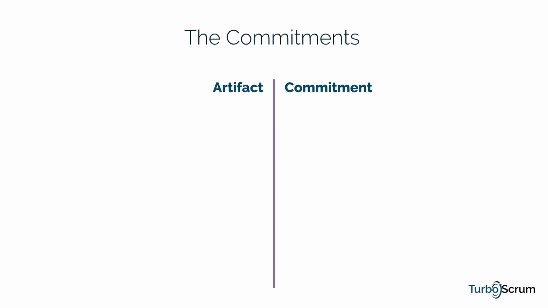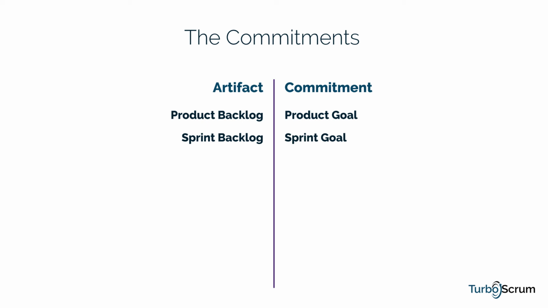Throughout this video, I've mentioned the Scrum artifacts. Each of these artifacts has a corresponding commitment. For the product backlog, it's the product goal. For the sprint backlog, it's the sprint goal. And for the increment, it's the definition of done. The commitments exist to ensure that the artifact provides information that enhances transparency and focus against which progress can be measured.